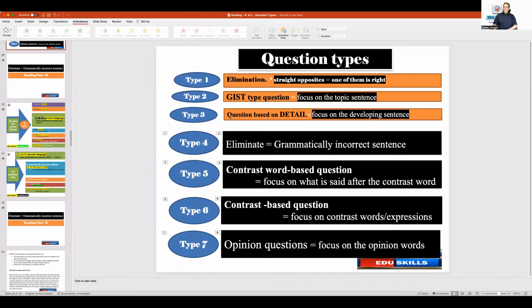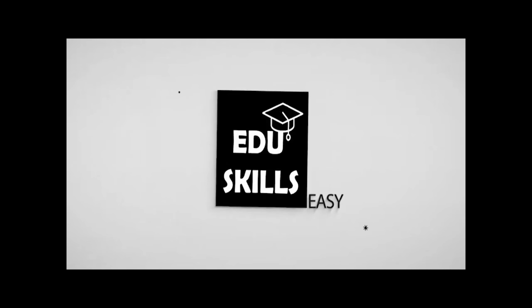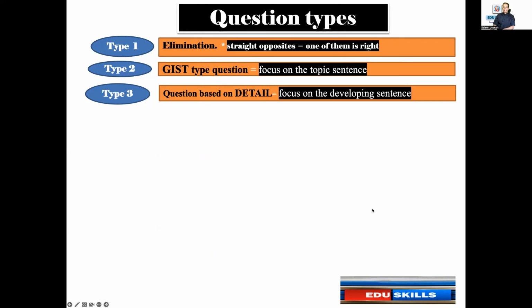Today we'll be dealing with the question types and how to apply the strategy. These three types of questions we have already dealt with in the previous session. If you have not attended the session, you can go to the EduSkills OET YouTube channel and find three videos of these three sessions in detail. So the first type we found is elimination, when there are straight opposites. When there are two opposites in answer options, one of them is right. So the other two are automatically eliminated.